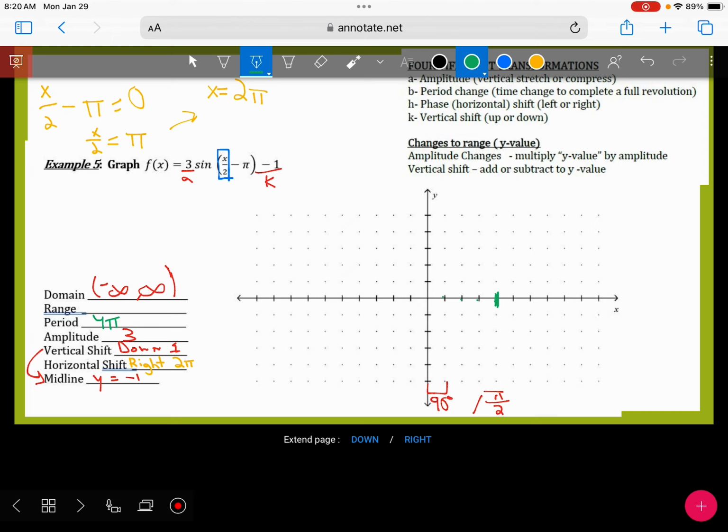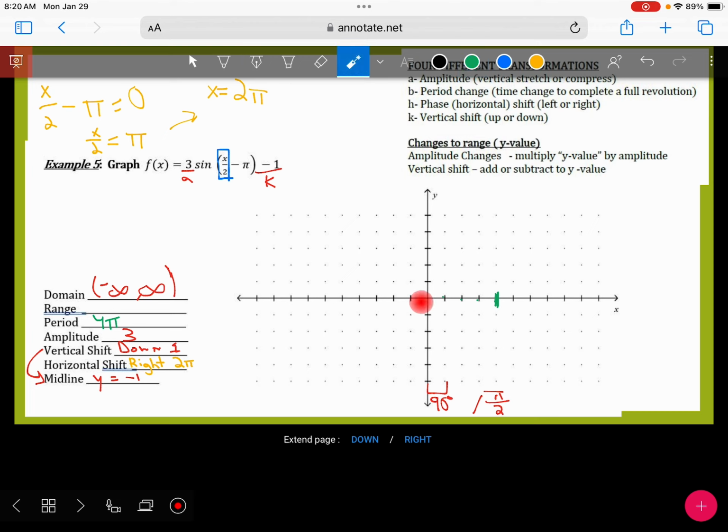After you get that first hash mark, the next thing you want to do is go 1 full period in the positive direction. Here, how long is a period? 4 pi, yep. So how many spaces is that going to be, if each space is half a pi? It would be 8. Does that make sense why?